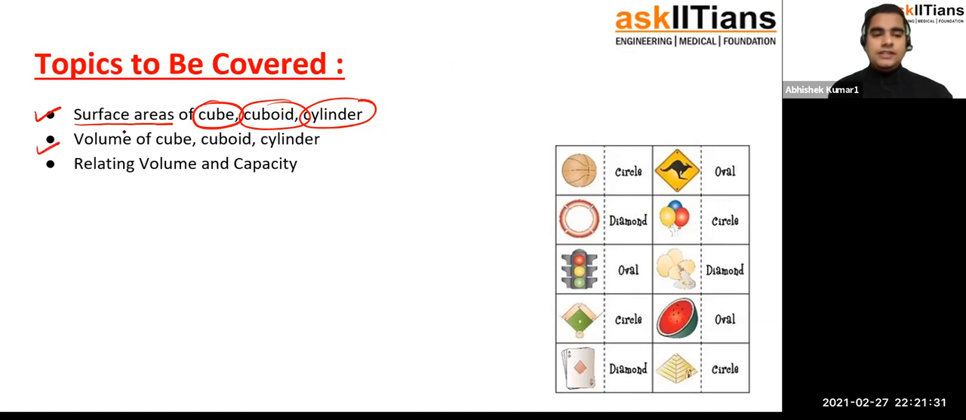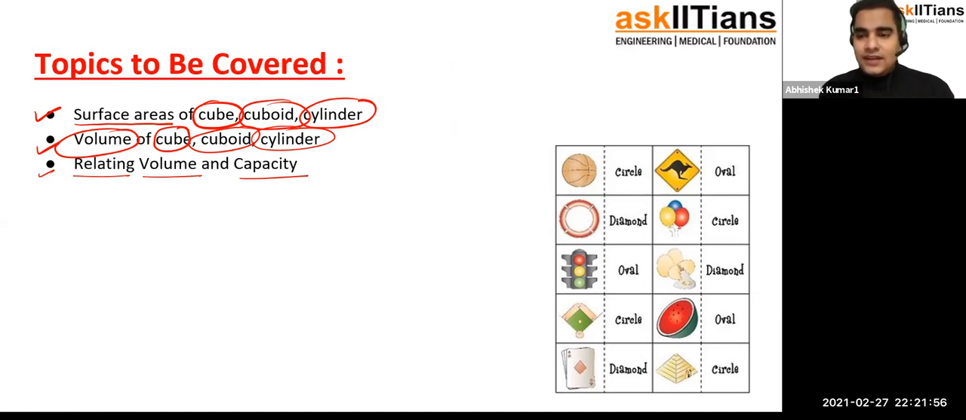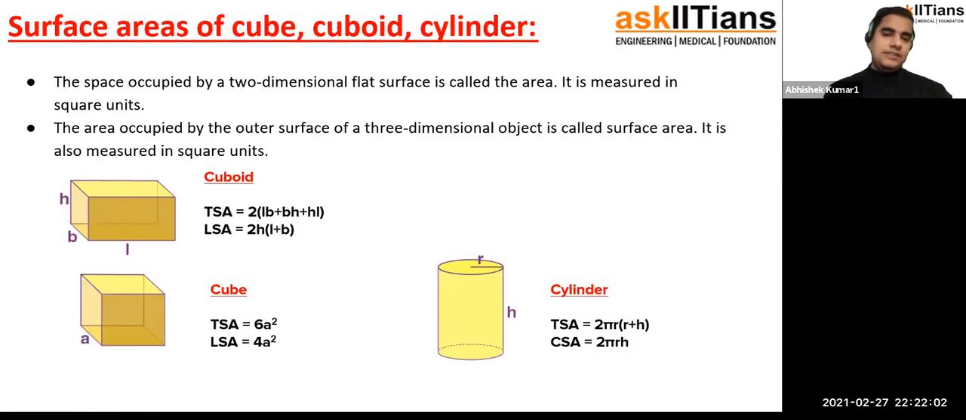Then we are going to discuss the meaning of volume. The volume will be discussed for cube, cuboid, and cylinder, all 3. At the end, we will be discussing the relation or difference between volume and capacity, whatever you want to call it. That is topic number 3. In all the cases, we will do some problems based on that so that you can understand the application of the formula as well. All right, so I think we should start our session.